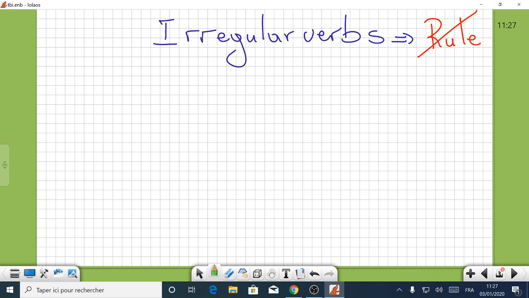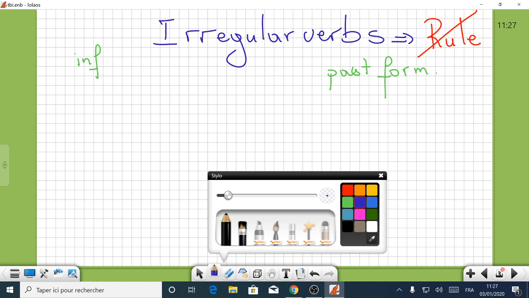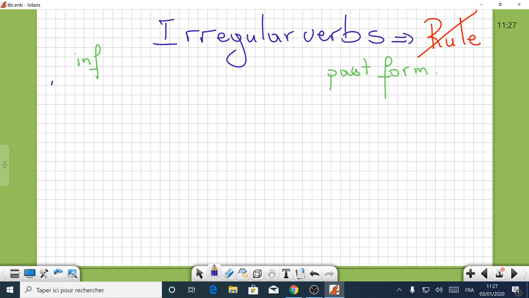Let's take, for example, the verbs. So here, as usual, I take the blue pen. This is the infinitive, and this is going to be the past form. I take just some verbs, because we have a very, very long list of verbs which we can learn just by practice or by revising them each time if you want to memorize them by heart.